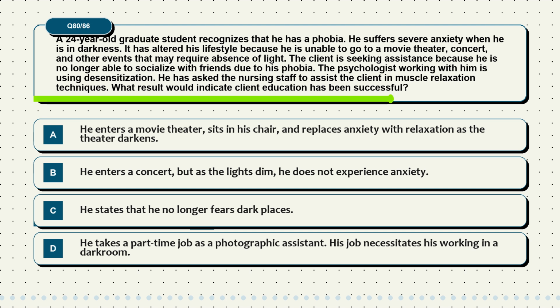Option B. He enters a concert, but as the lights dim, he does not experience anxiety. Option C. He states that he no longer fears dark places. Option D. He takes a part-time job as a photographic assistant. His job necessitates his working in a dark room.